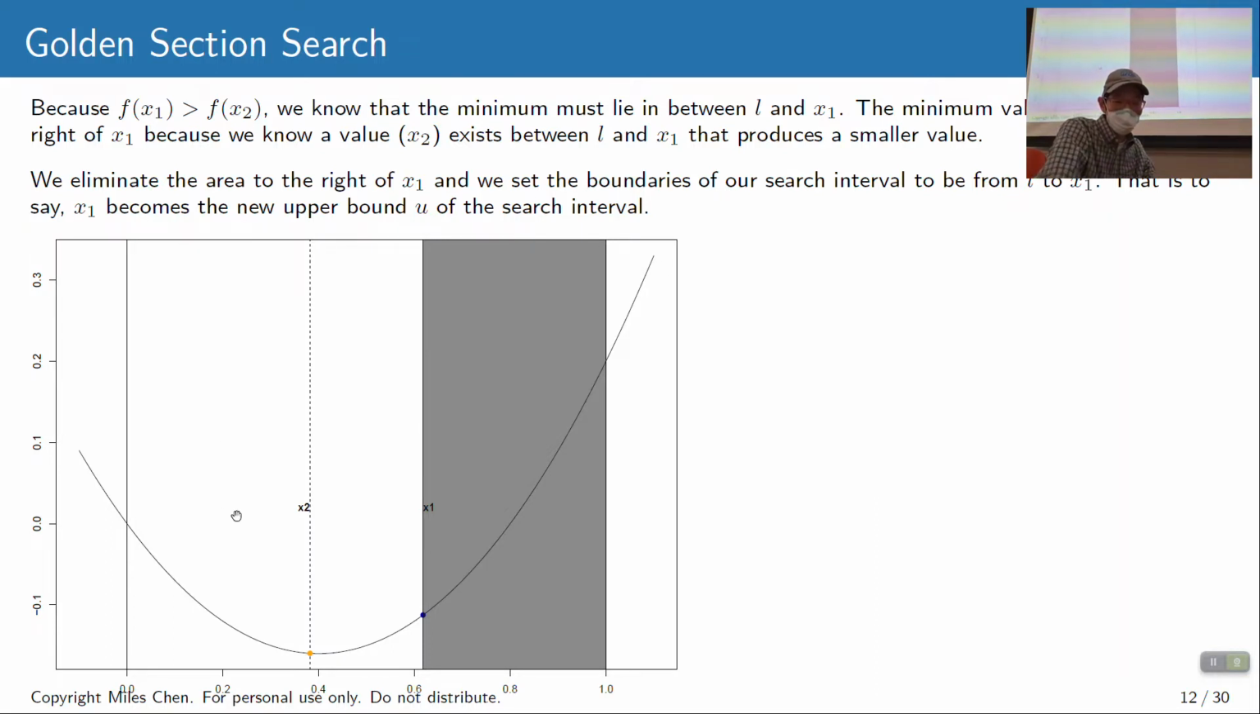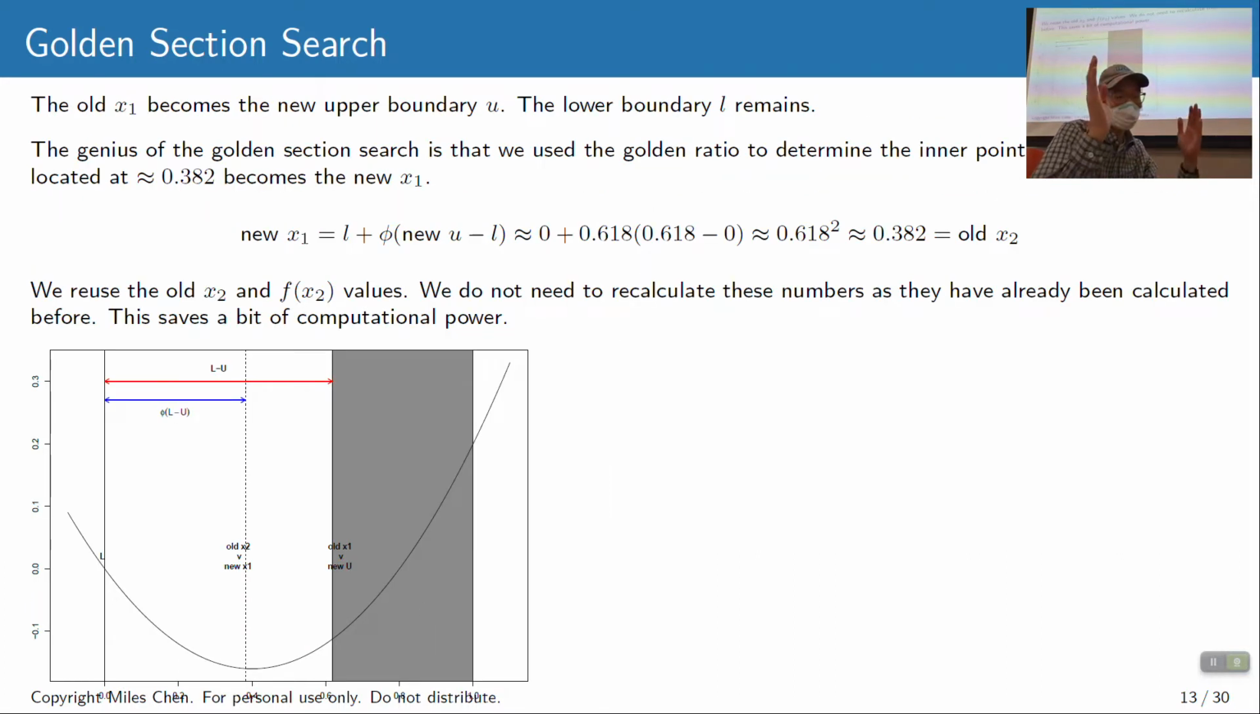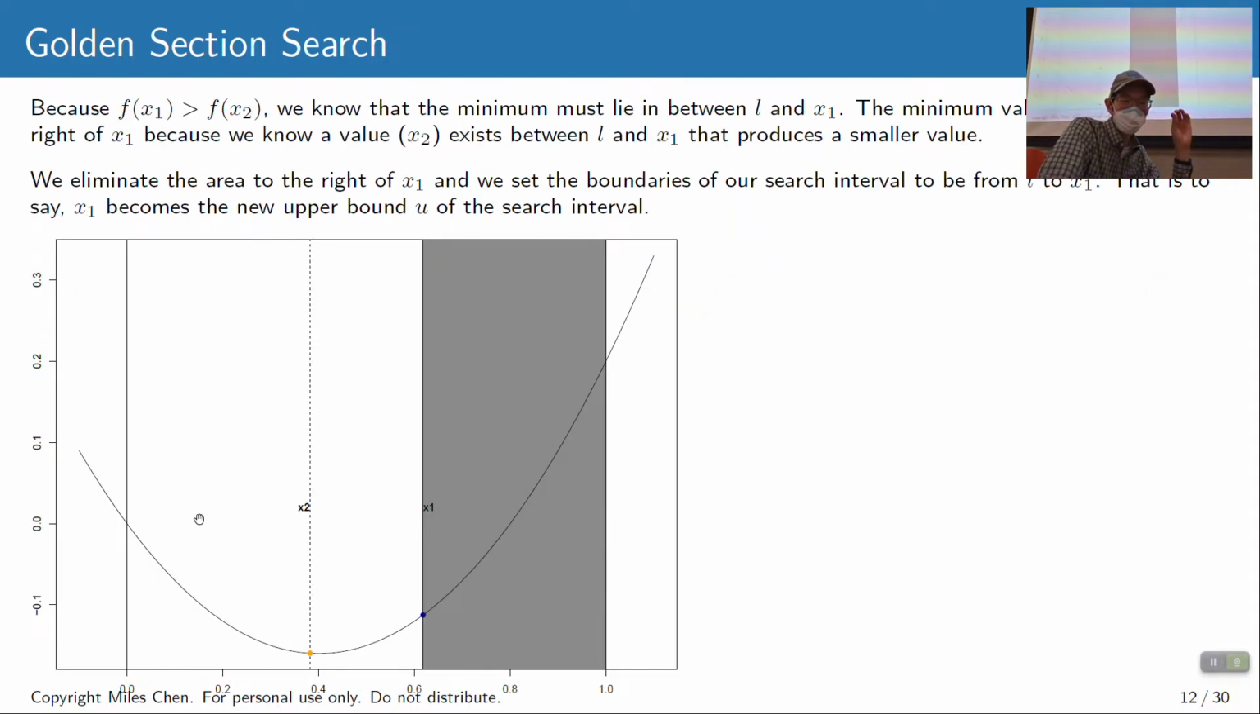So if this is my lower bound now, and this is my upper bound, x1, I want to find two inner points between the lower bound and the upper bound. And this is where the beauty of the golden ratio comes in. Because if we think about the location of x2, this location x2 was originally about 0.618 of the way from 1 to 0. So this is about at 0.382.